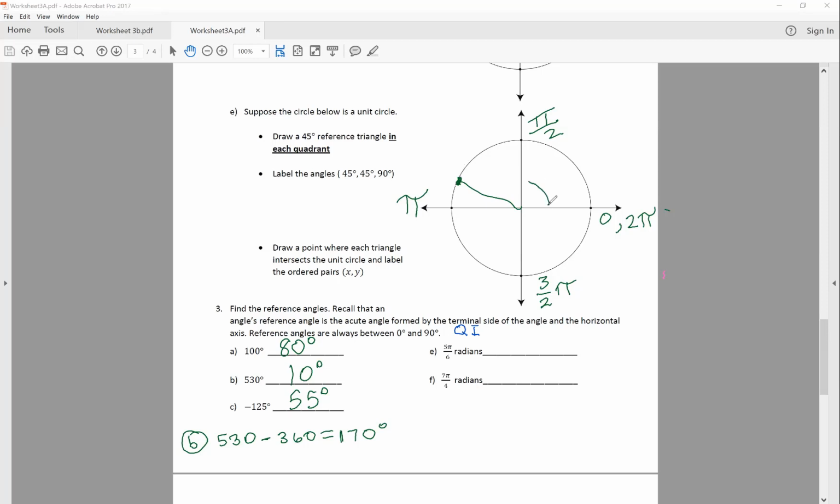If this is 5 pi over 6, and what I want is this, that's the reference angle. The reference angle is in red. I want this little red piece, so I'll call this the reference angle. 5 pi over 6 plus the reference angle has to equal pi. Theta sub r, or my reference angle, is pi minus 5 pi over 6, which is 6 pi over 6 minus 5 pi over 6, which gives me pi over 6.